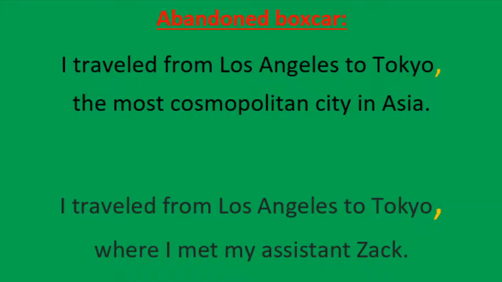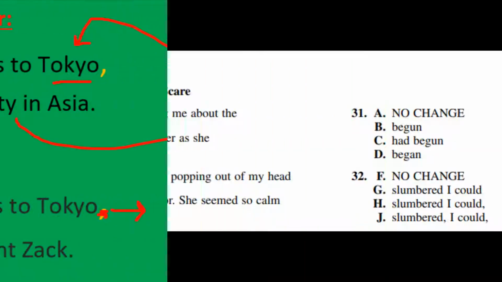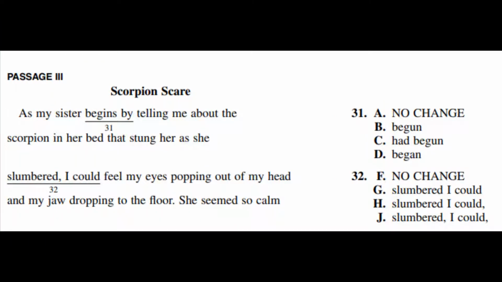Look real close at the difference. You see how in sentence number one, this is defining what we're talking about, and in sentence two, this is just basically continuing on. No comma. Slow you down to define what we're talking about right before the comma. Abandoned boxcar, kids.